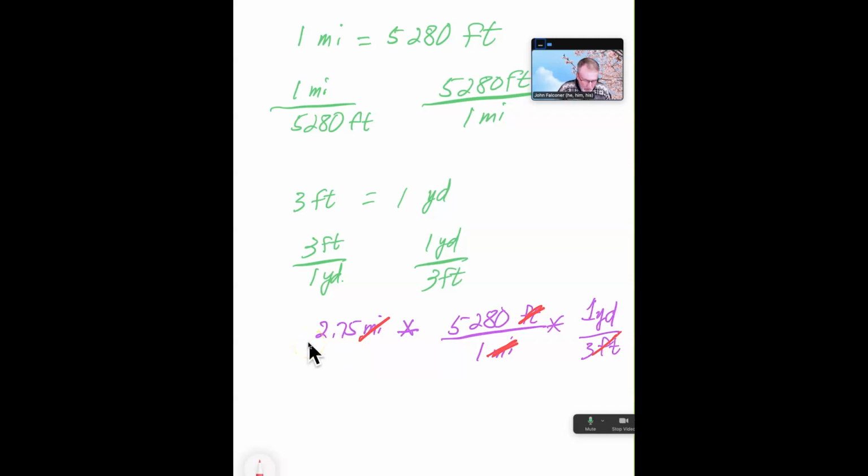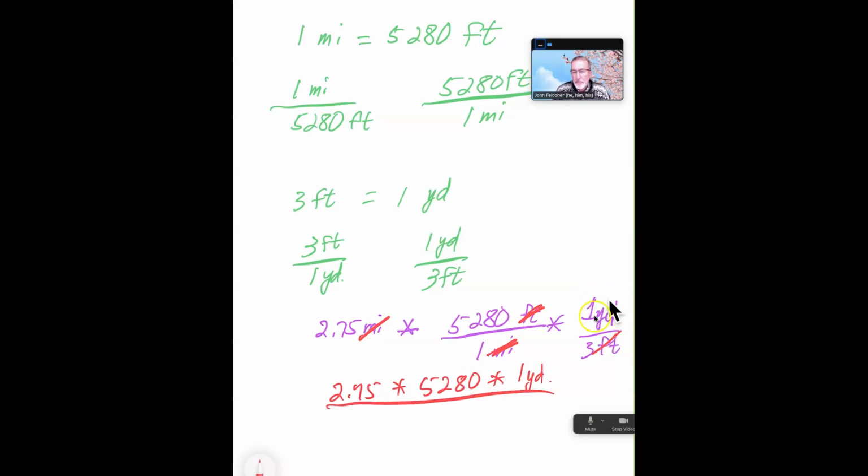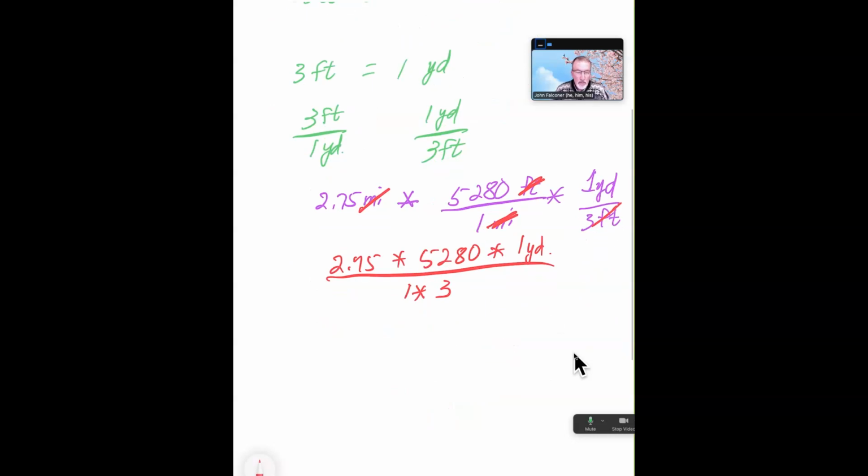So we're going to multiply 2.75 times 5,280 times 1 yard, and hang on to this yard unit, right? And then we've got 1 times 3 in the denominator. So let's go ahead and do the denominator first. We're going to get 3 on the bottom.